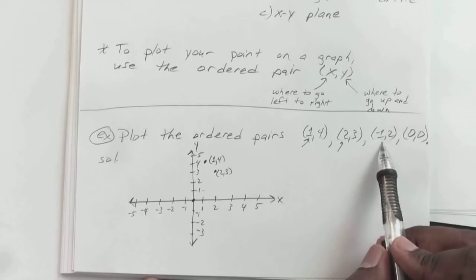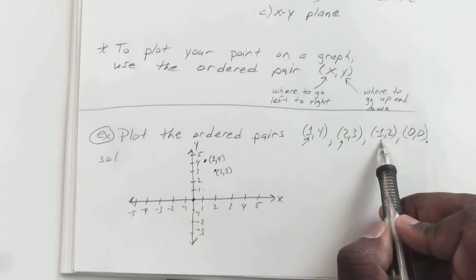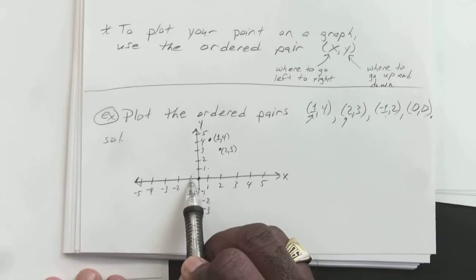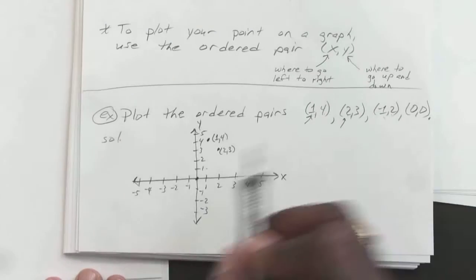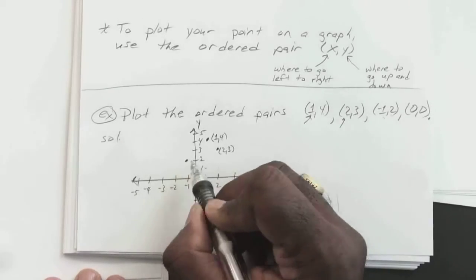Okay. Same with -1, 2. Starting at the origin, you're going to go to the left 1 space. So that means you're going to start here. You're going to go to -1. Then you're going to go up 2. So you go -1, up 2.